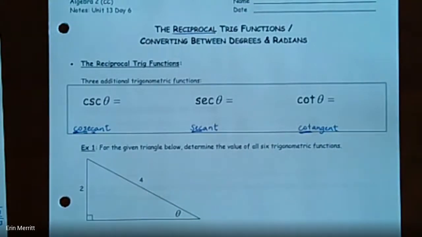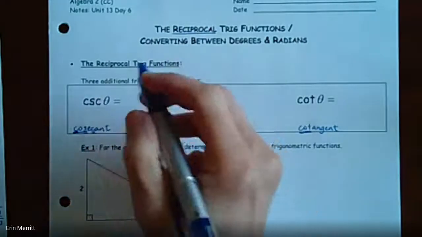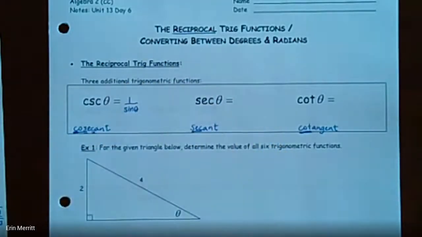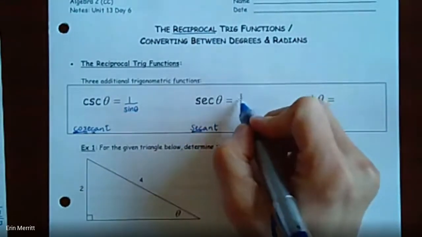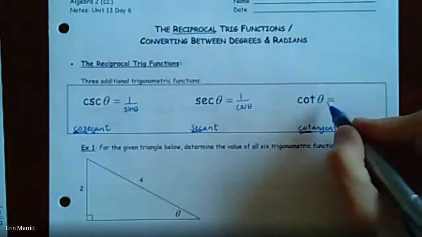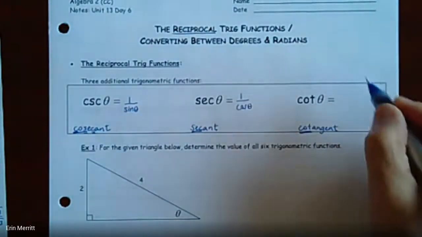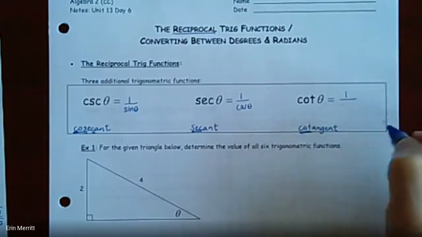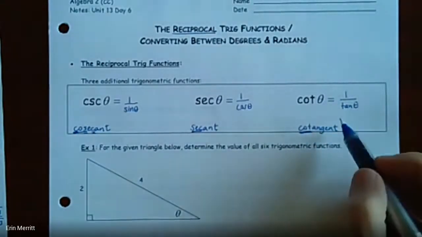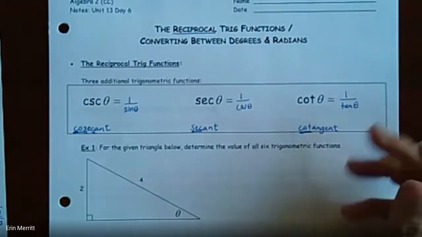Please don't call it cot. Even though you're at home and I can't hear you, call it cotangent. All right. So how they are reciprocal functions. Cosecant is the reciprocal of sine, so it's equivalent to 1 divided by sine of theta. Secant is the reciprocal of cosine, so it's equivalent to 1 over cosine of theta. And then cotangent and tangent are reciprocal functions. So it's 1 over tangent. Okay, so they're co-functions and reciprocals is what I meant to say.